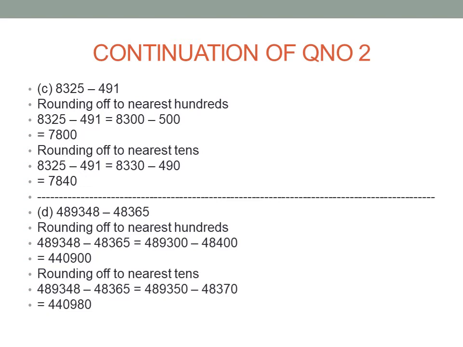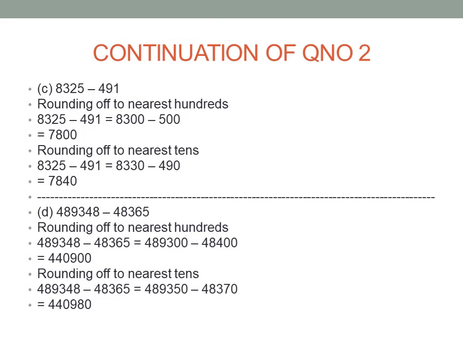91 lies between 90 and 100, so it is near to 90. We can take it as 90 instead of 91. To the nearest tens, we are rounding off this 91 to 90. Now 8,330 minus 490. If you do the subtraction, you will get 7,840. You can do the calculation in the rough column.